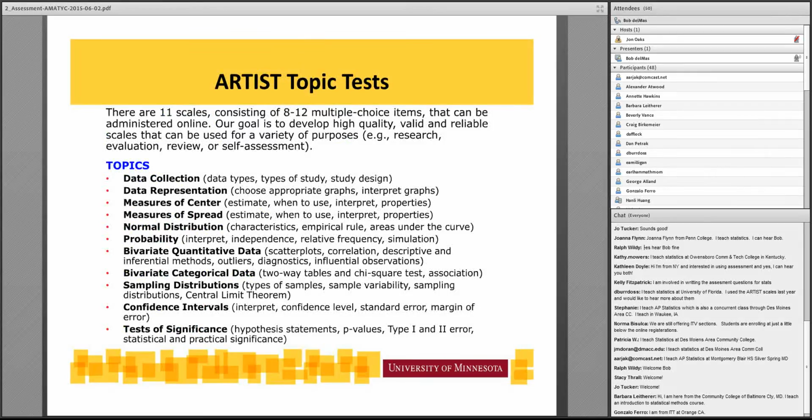In addition to those resources, there are 11 topic scales on the 11 topics that are listed there on the slide. And these are online tests, and you can register to administer these ARTIST tests. When you register, I just do a check to make sure that your email address is actually your email address and you exist at your institution. Once I verify that, I give you access. And then you set up tests online, you retrieve reports from your students online. It's all self-administered.